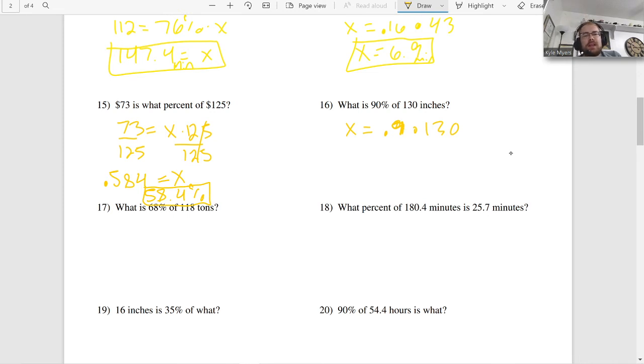Anyways, 16. So 0.9 times 130. 117 exactly, so there's no need to round.